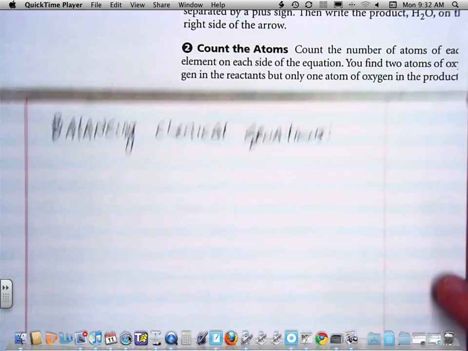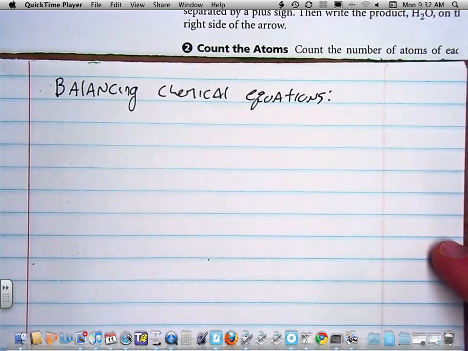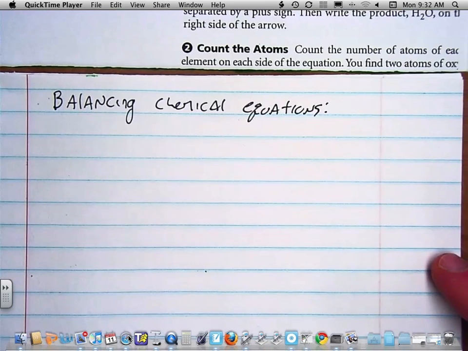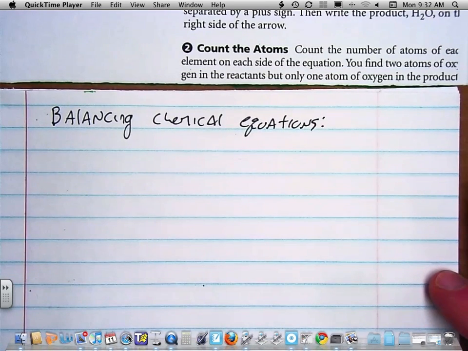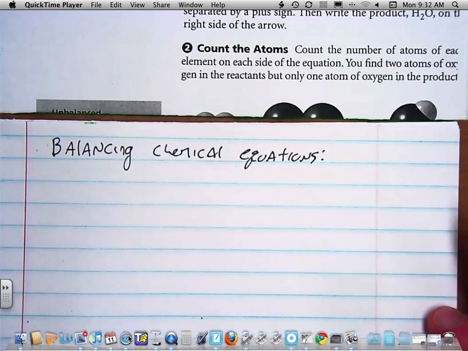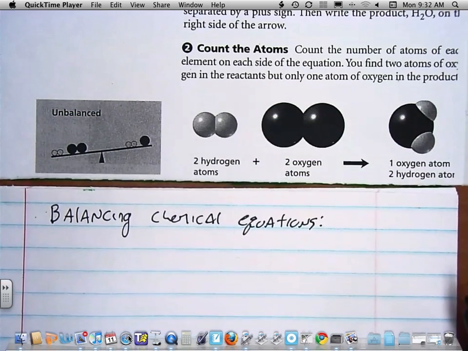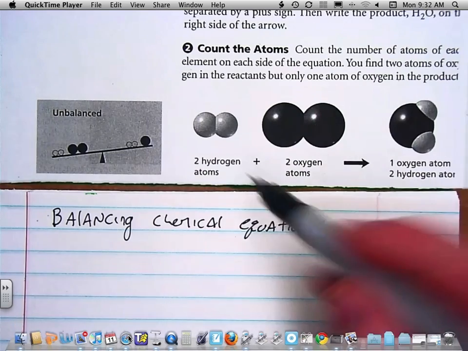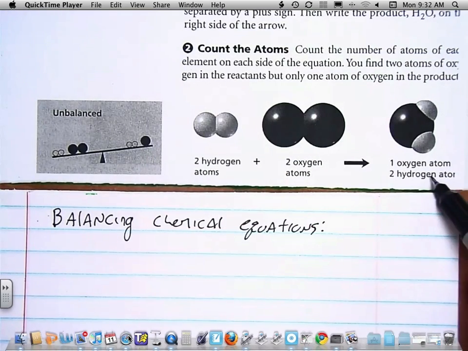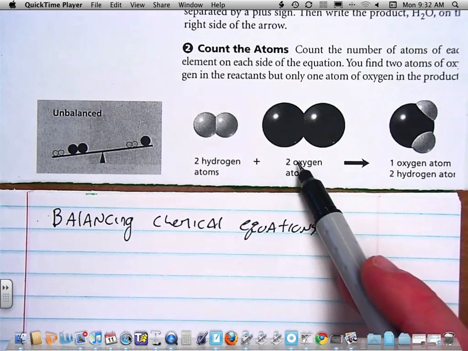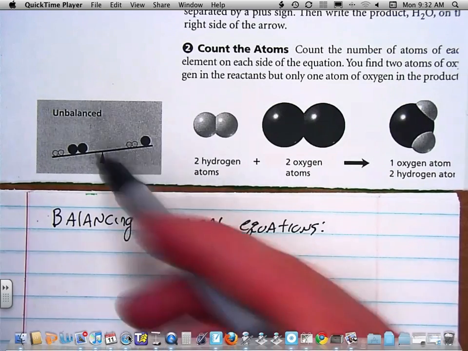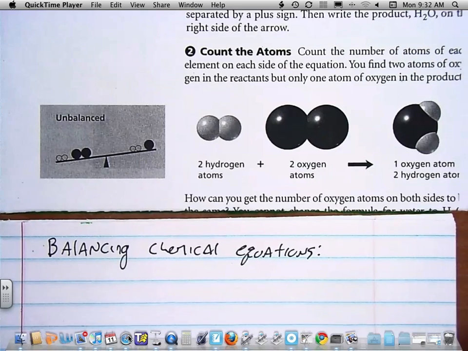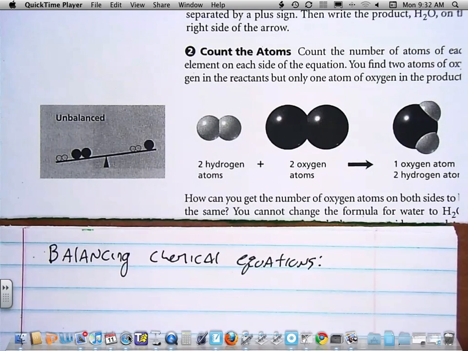Step 2. Count the atoms. Count the number of atoms of each element on each side of the equation. You find 2 atoms of oxygen in the reactants, but only 1 atom of oxygen in the product. Alright, so here's another picture. It's unbalanced. You see 2 hydrogens here and 2 hydrogens here. Okay, that makes sense. But there's 2 atoms of oxygen here and only 1 atom of oxygen here. It's unbalanced. How can you get the number of oxygen atoms on both sides to be the same?